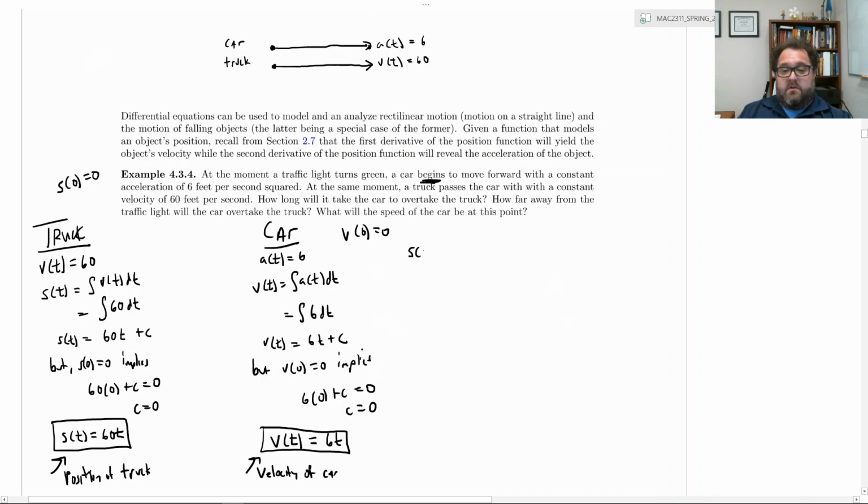So the position of the car, S of t, is the antiderivative of the velocity of the car. And the velocity of the car is 6t dt, which tells us, according to the power rule of antidifferentiation, that at least the tentative position function is going to be 6t squared over 2 plus c. Of course, if we simplify this a little bit, that's 3t squared plus c.